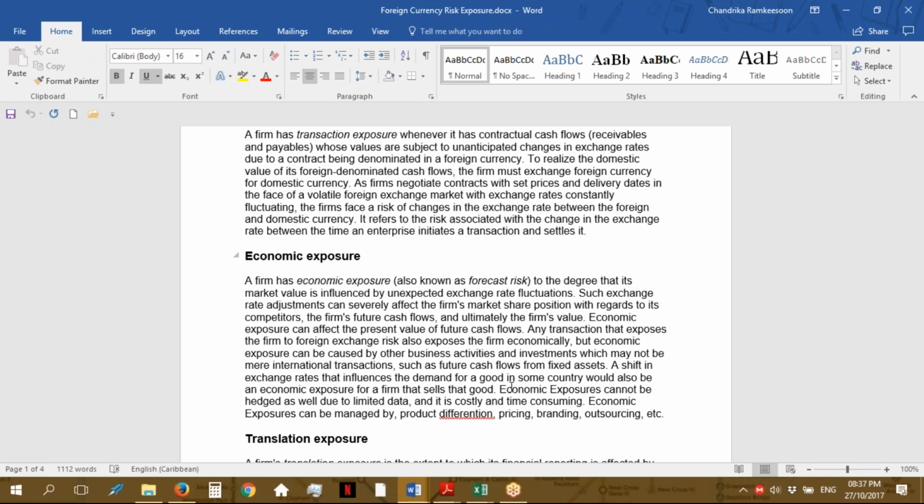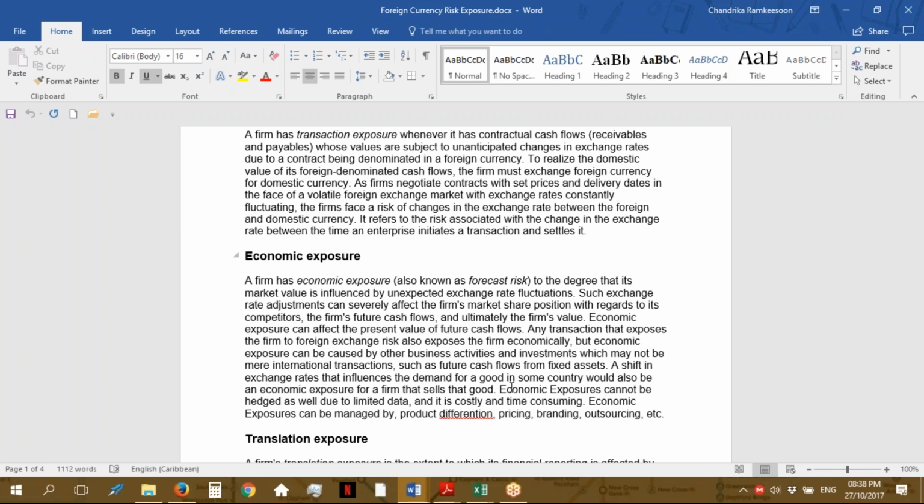A shift in exchange rate that influences the demand for a good in some country would also be an economic exposure for a firm that sells that good. Economic exposures cannot be hedged as well due to the limited data, and hedging is costly and time consuming. Economic exposures can be managed by product differentiation, pricing, branding, outsourcing.